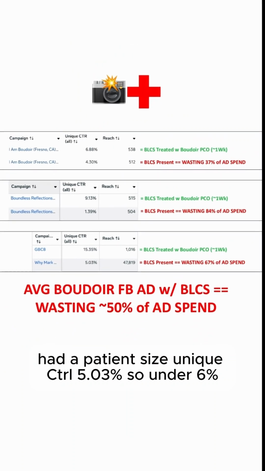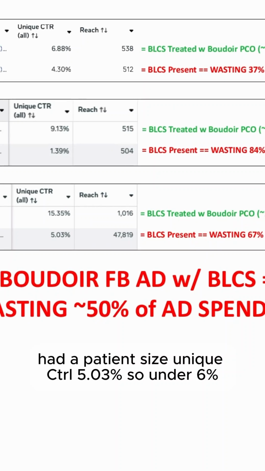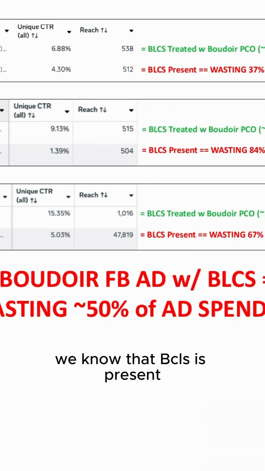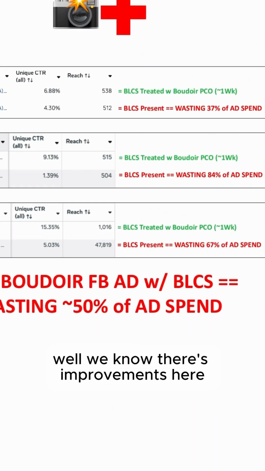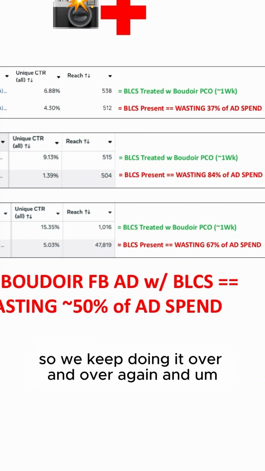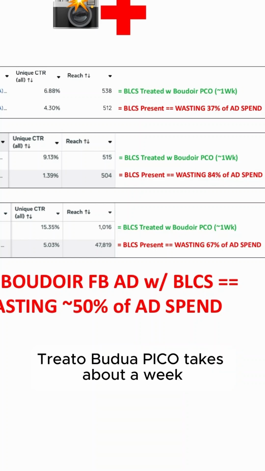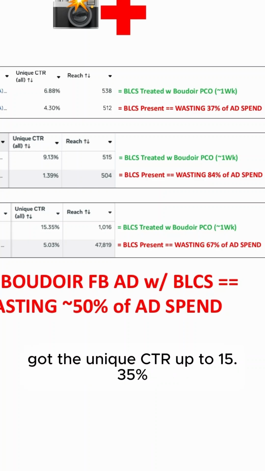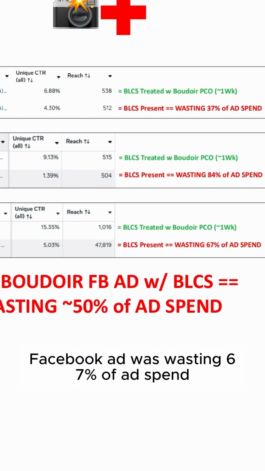Finally, we got the patient size unique CTR at 5.03%. So under 6%, we know that BLCS is present. So we know there's improvements here. We know we can solve this with Boudoir Pico. So we keep doing it over and over again. Treated with Boudoir Pico, takes about a week, got the unique CTR up to 15.35%. So we found out his original Boudoir Facebook ad was wasting 67% of ad spend.